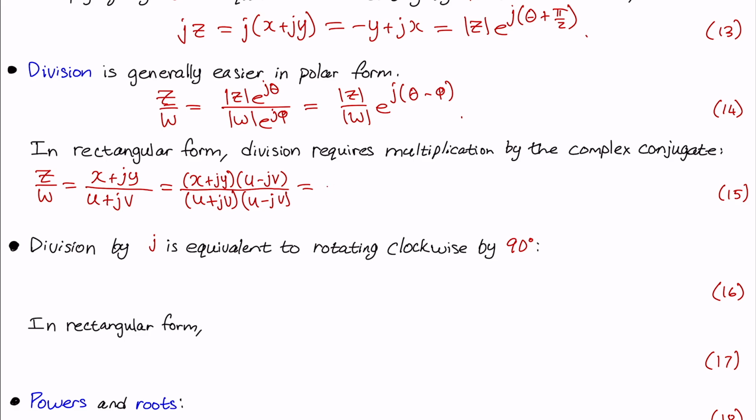And then we can compute what this ends up being, and it simply ends up being xu plus yv divided by u squared plus v squared, plus j times the fraction yu minus xv divided by u squared plus v squared. And well, that's the answer. So as you can see, division is quite straightforward and easier in polar form.